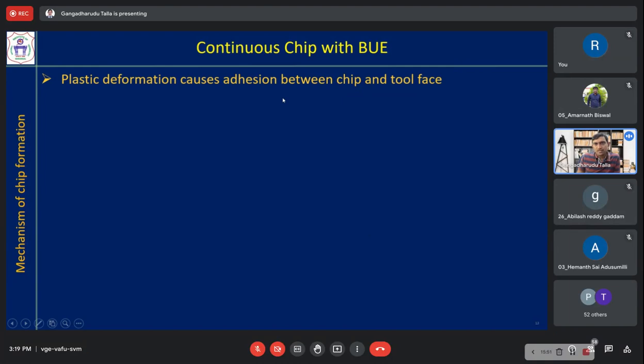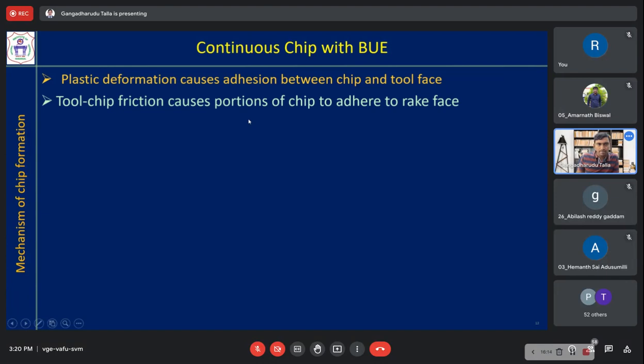So plastic deformation causes the adhesion between chip and the tool face. Once the material is plastically deformed, and of course, there is some amount of temperature also there, the plastically deformed material will stick to the rake surface. So that is the first step. Now, tool-chip friction causes portions of chip to adhere to the rake face. So this chip has to go away from the rake surface. So chip will try to move on the rake.